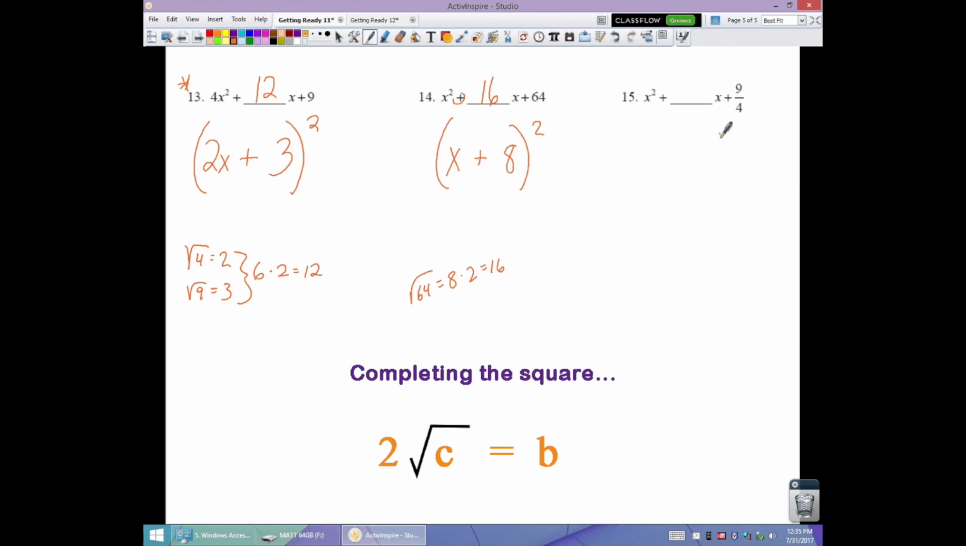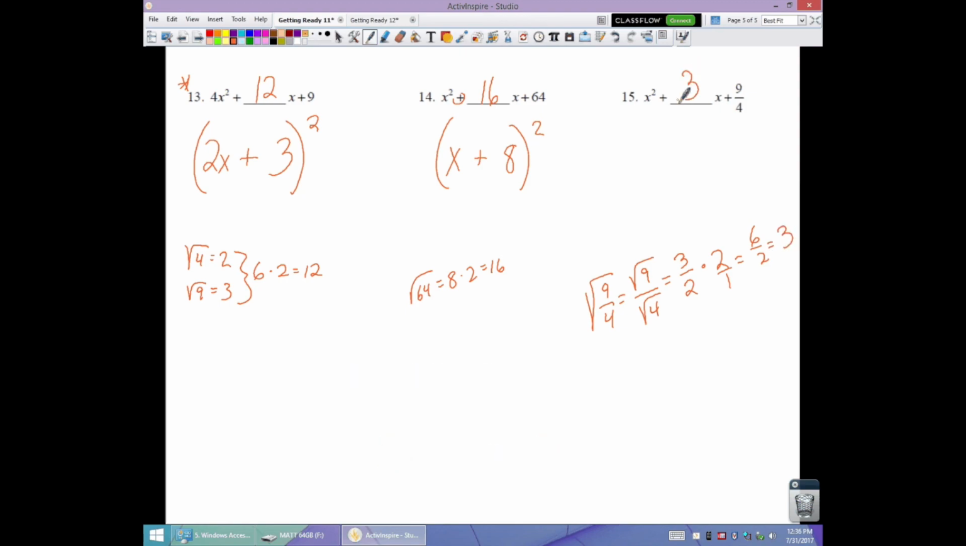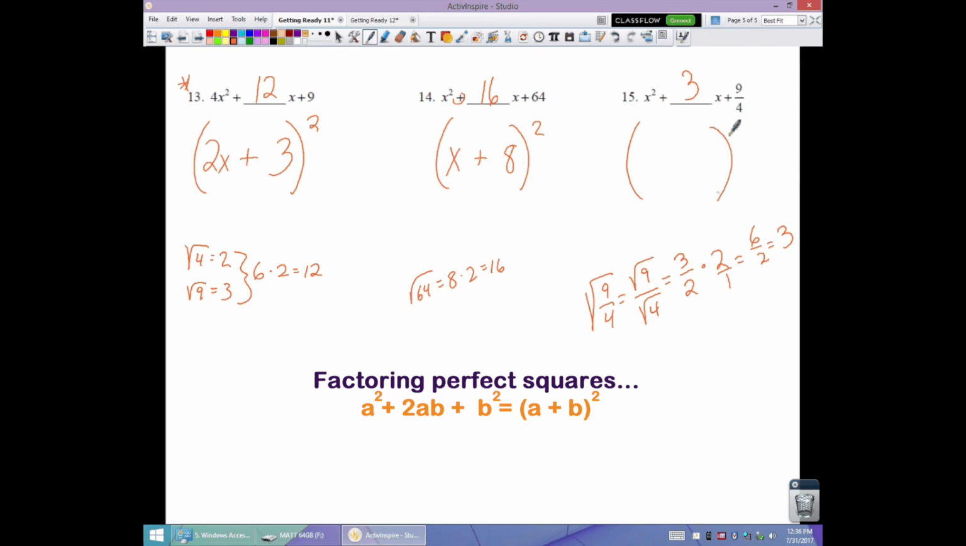All right, now we have a fraction out here, but taking the square root of a fraction is just as simple as taking the square root of the numerator and then putting it over the square root of the denominator. So square root of 9 is 3, square root of 4 is 2. Double that, well, 3 halves times 2 over 1 is 6 over 2, or just 3. So on that blank, we want a 3. For factored form, x, and then the 3 halves, remember the half of the middle term, positive, because that's positive.